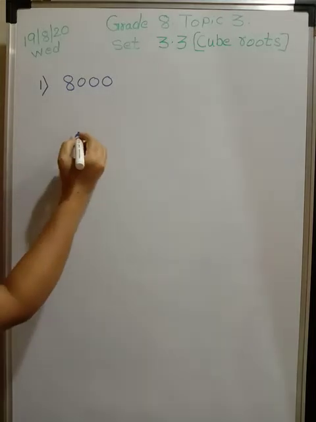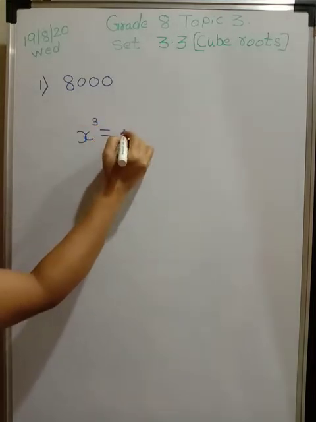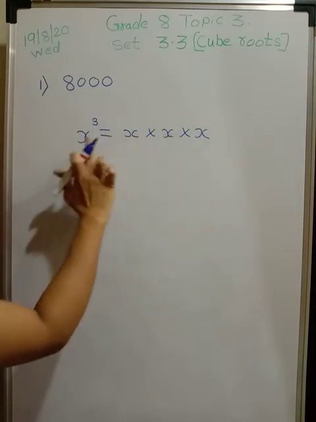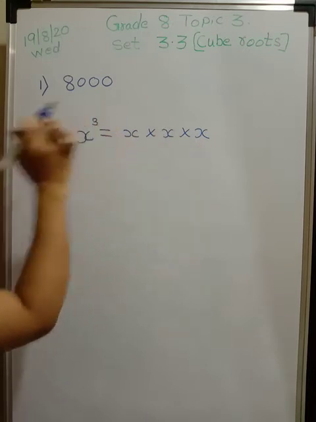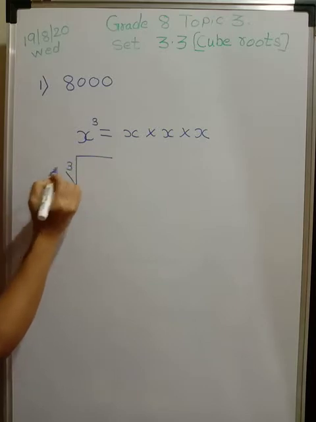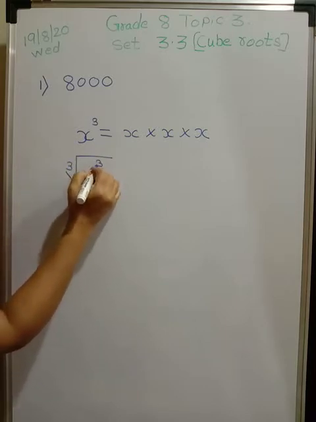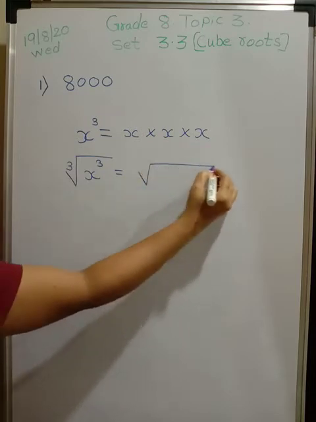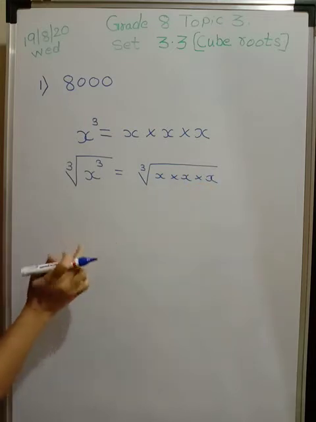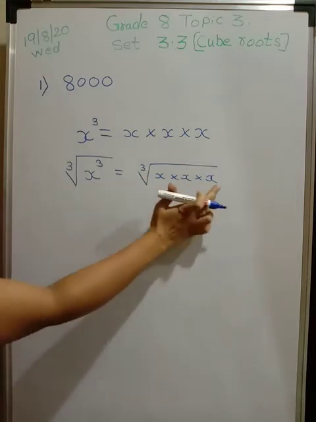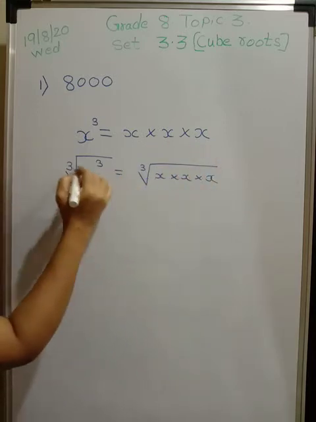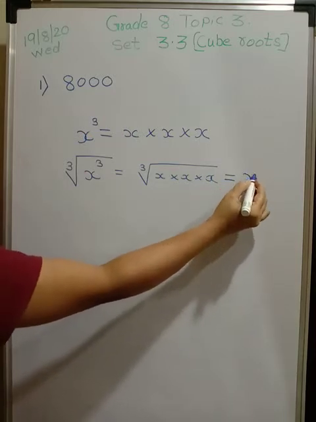For example, you know that x cube is equal to x into x into x. You're multiplying one number 3 times, we call it cube. But if I want to find the cube root, you can write 3 over here. Cube root of the same number is as good as finding the cube root of x into x into x. So when you are finding the cube root, the number which is multiplied 3 times will come out of this root sign once. And so the cube root of x cube is nothing but x.